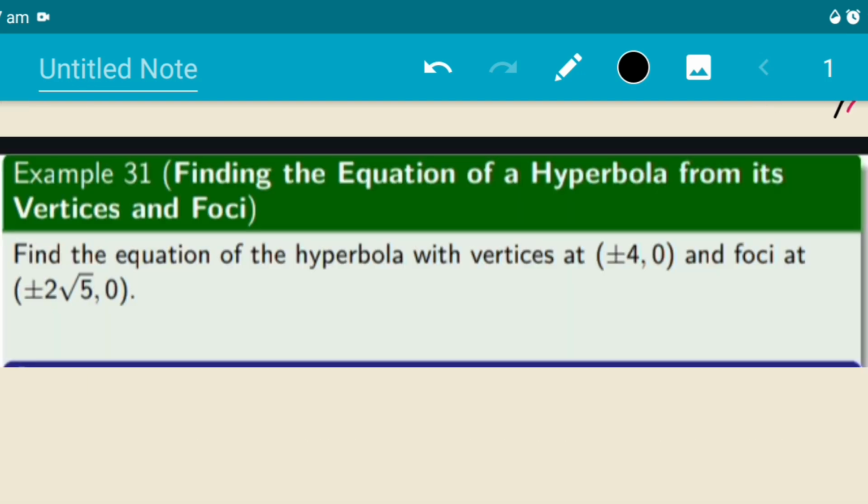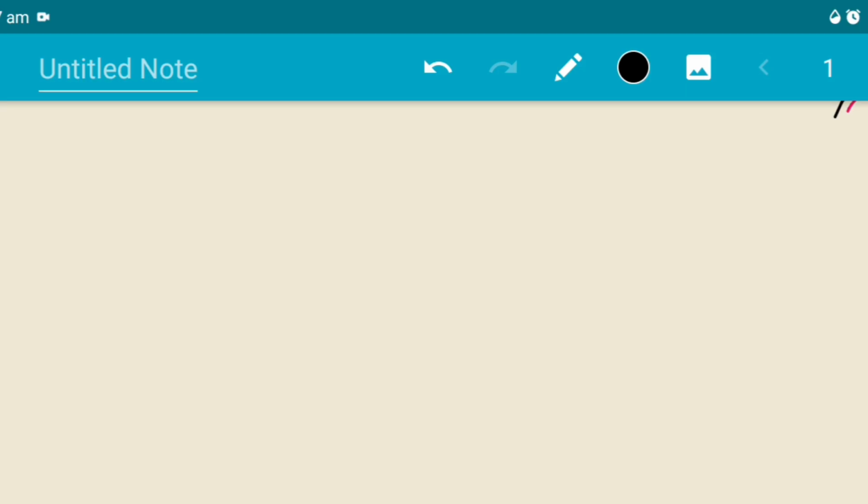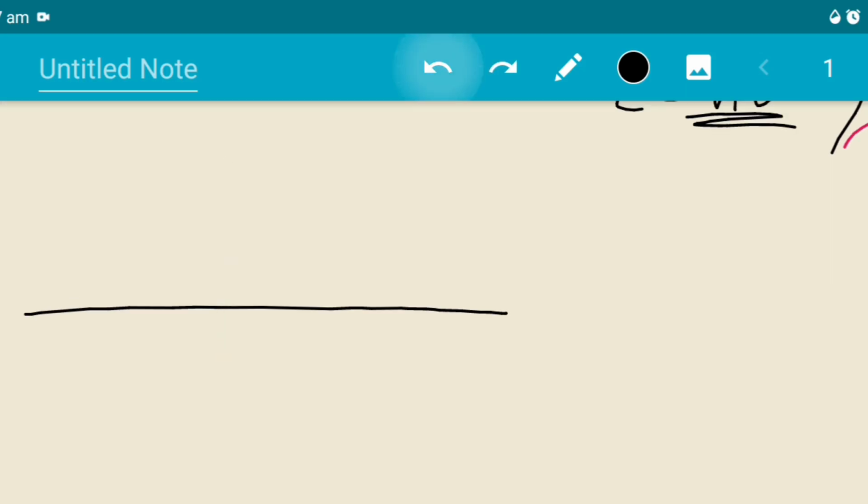So we're being told, find the equation of the hyperbola with vertices positive and negative 4, 0, and foci at that point. Okay, so we've been given those things. So this here is the xy axis. Okay, the vertices at x, yeah, there we have it, vertices.